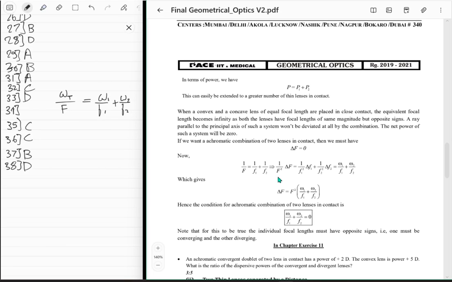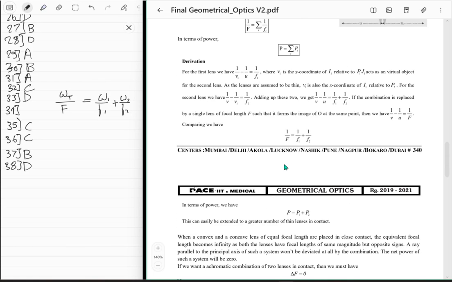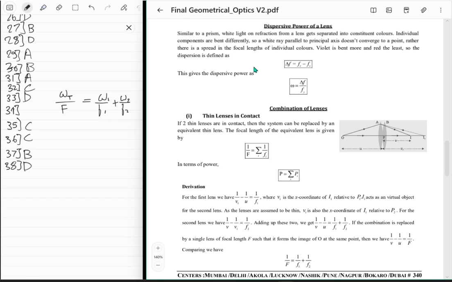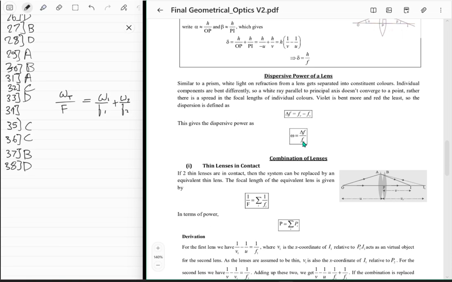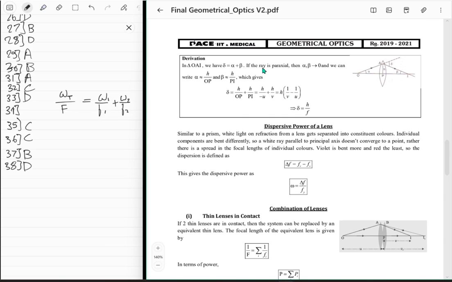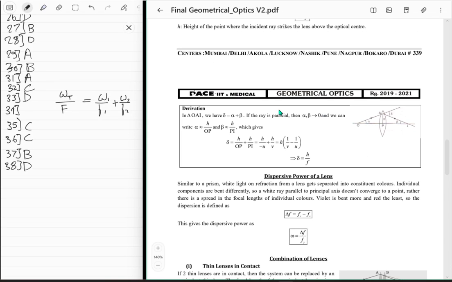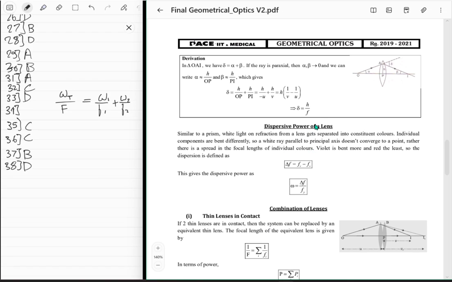So you want the dispersive power of the thing to be 0. I don't get it. Where's the intuition behind all of these formulae? Why are you defining it the way you're defining it? What does this have to do with dispersion really? Delta f upon f, so h upon f is... oh, that's just the deviation. That's not what you look for. Okay.